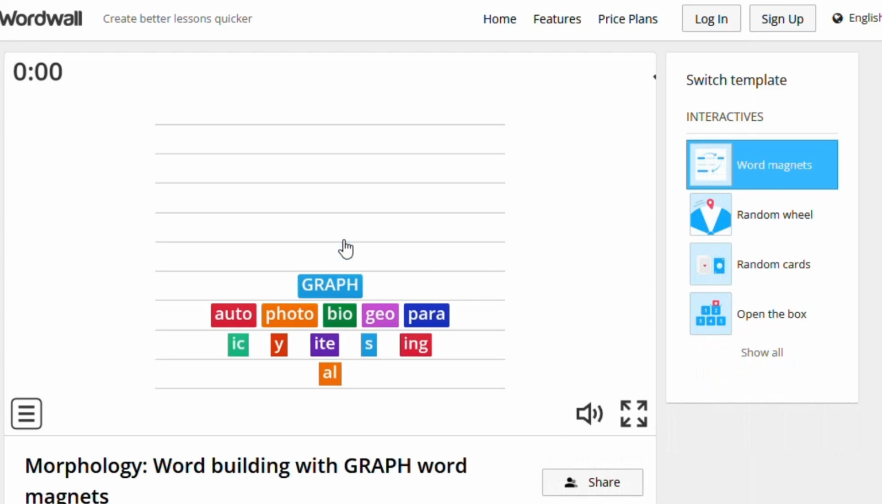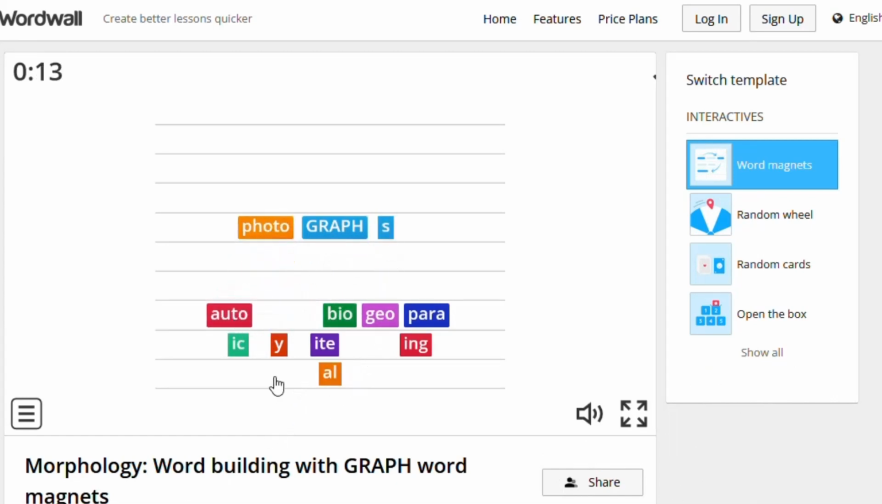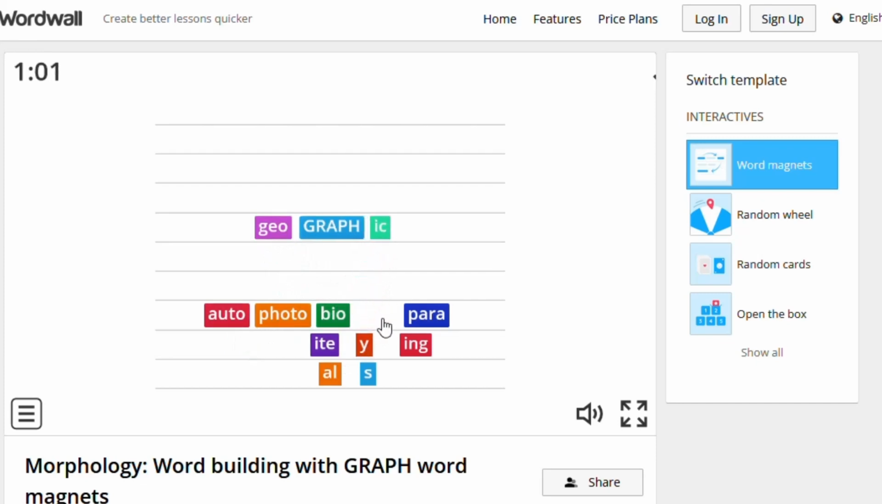Let's try again with the root word graph. Draw or write. Autograph. Autographs, you sign your name. You can have photograph, you can have photographs. You can have photography. Biography. Again, when you're writing about somebody. Geography. Paragraph. How many paragraphs do you write?